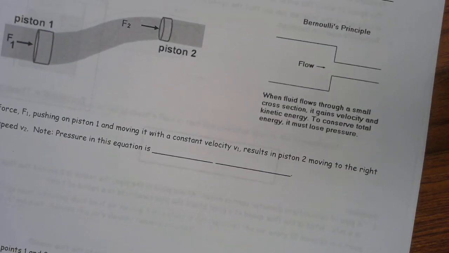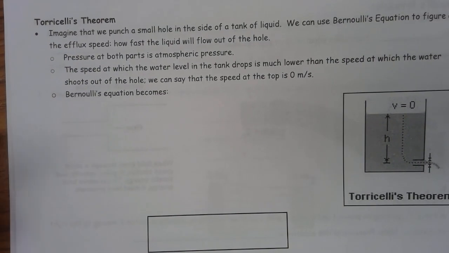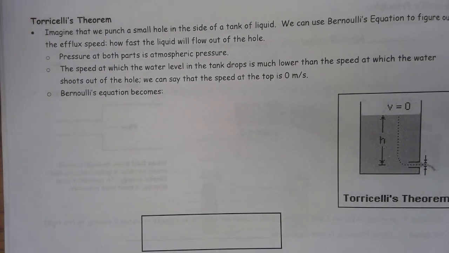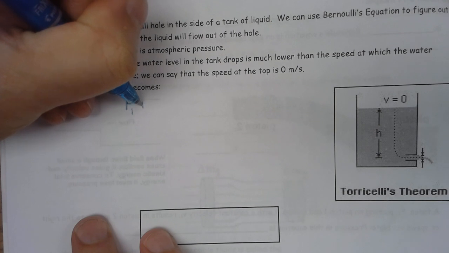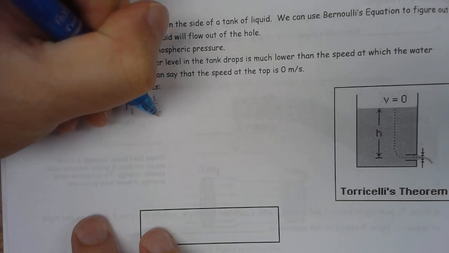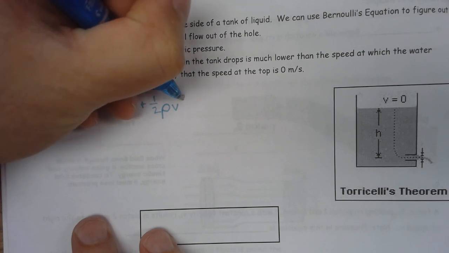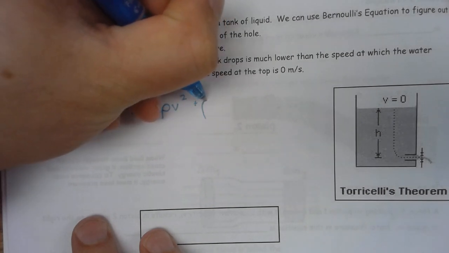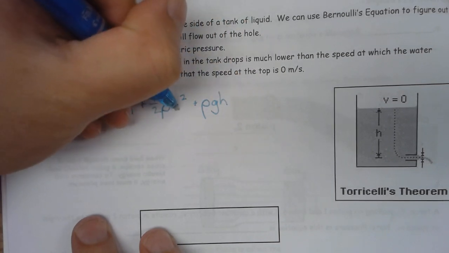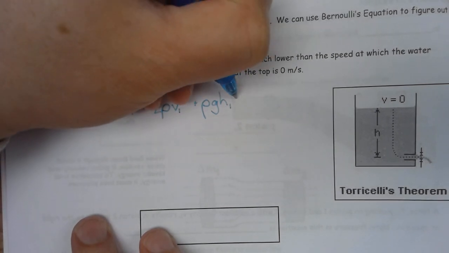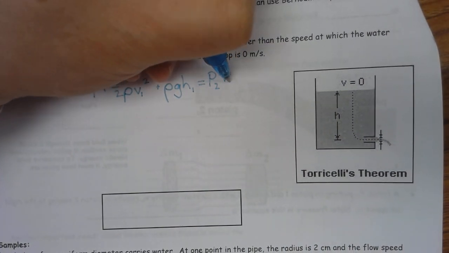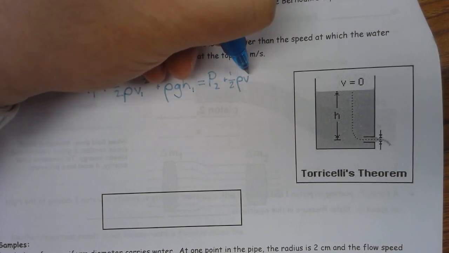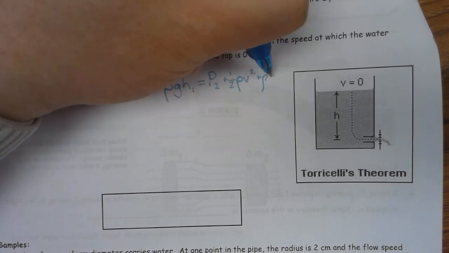So what we have now is Torricelli's theorem. Torricelli's theorem is going to start off with the same thing, Bernoulli's equation. Now we have pressure 1 plus 1/2 rho v squared plus rho gh. Can somebody glance back and double check that for me? And then equals the same thing, right? Plus 1/2 rho v squared plus rho gh.